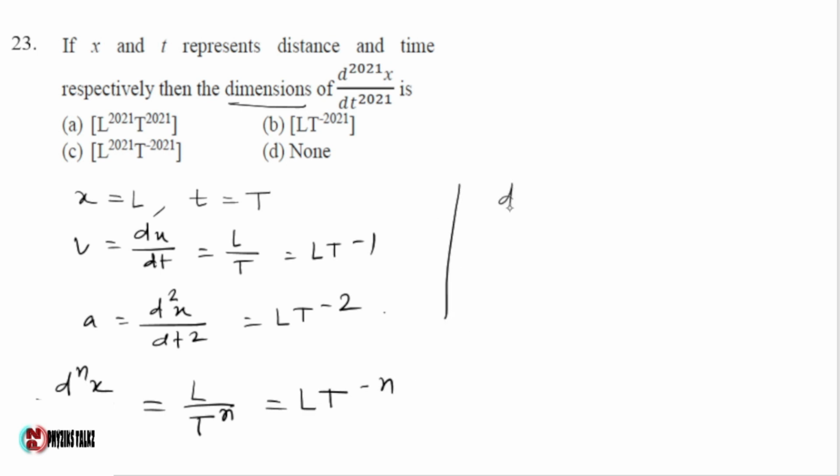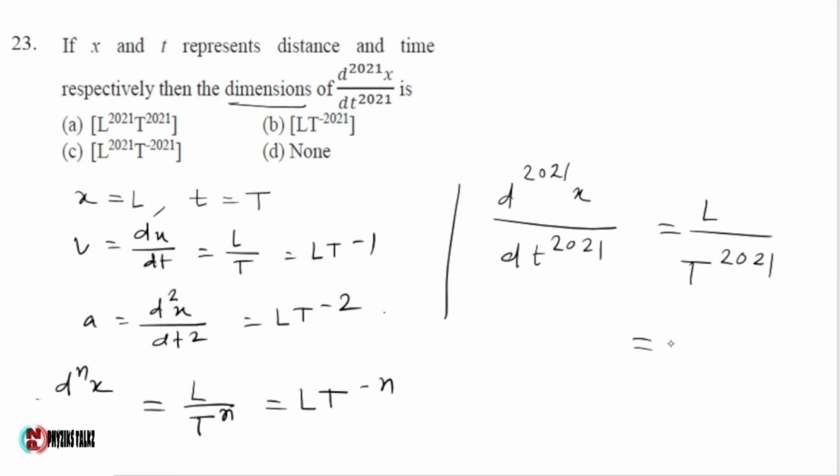So this term has the dimension L by t to the power 2021. This gives L to the power minus 2021. So the correct option is option B.